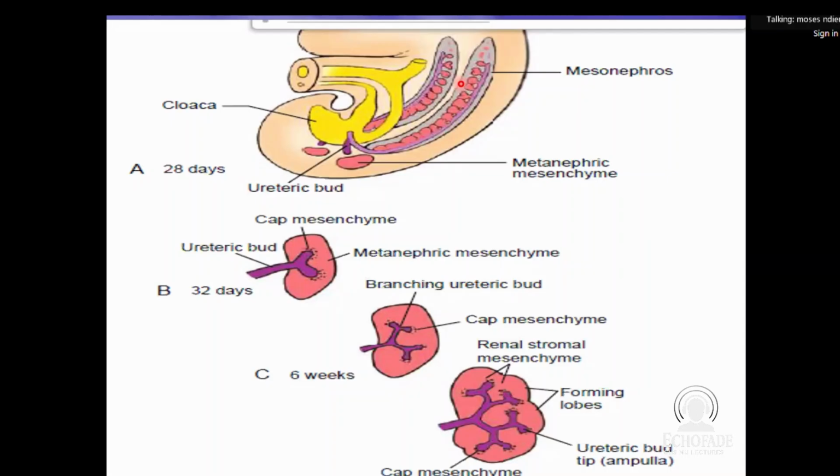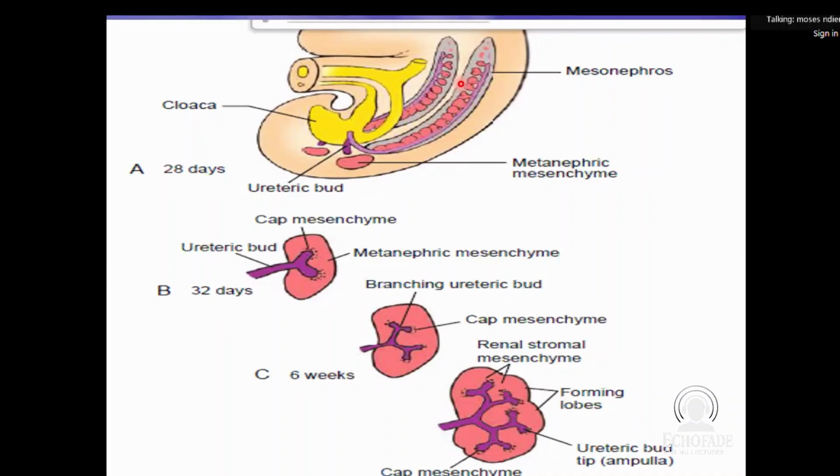Ureteric bud. Once it enters into the metanephric nephrotome, it divides into two and induces the mesenchyme cells now to continue multiplying. And those mesenchyme cells again produce chemical substances that induce the ureteric bud to continue dividing. That we refer to as a reciprocating type of induction.